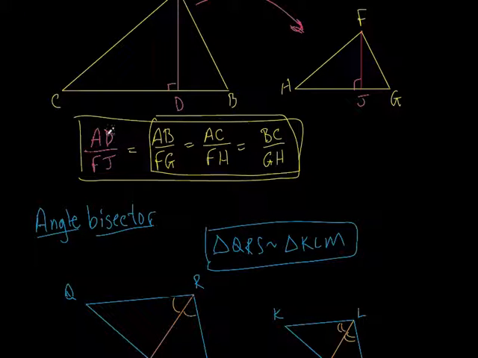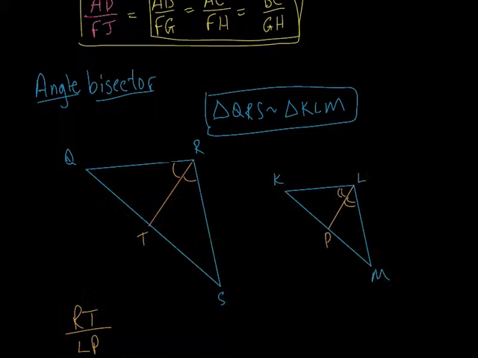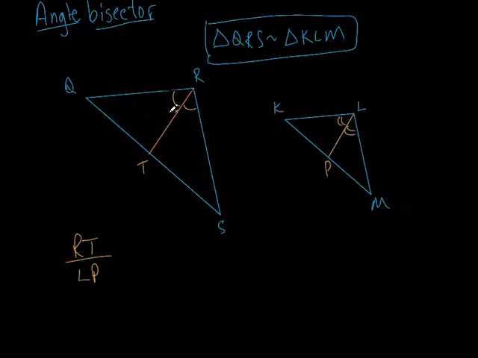Right here, right? We took the... I always forget the name of that one. The altitude. We took the altitude. We compared this altitude to this altitude. So guess what we're going to do with the angle bisector? Compare this angle bisector to this angle bisector. All right? So I do that.